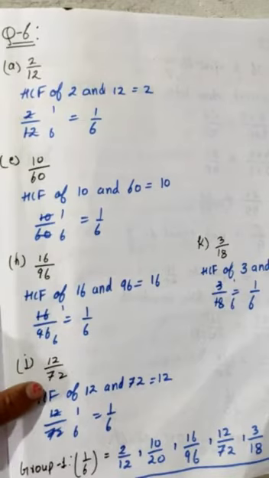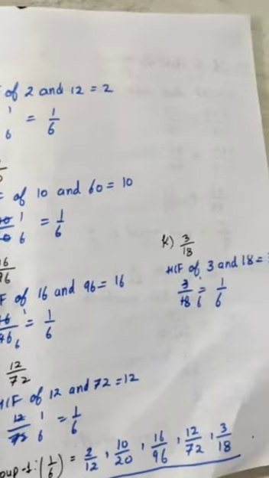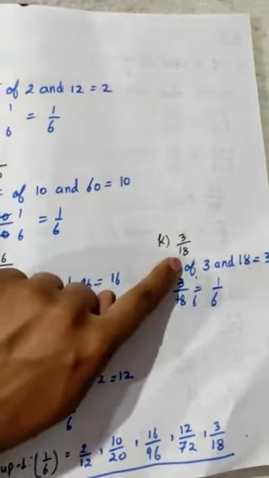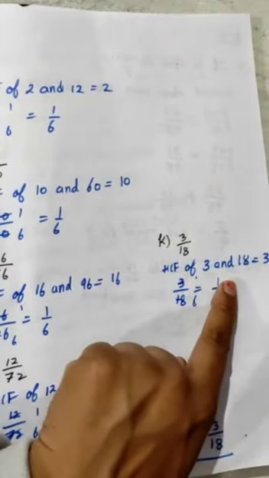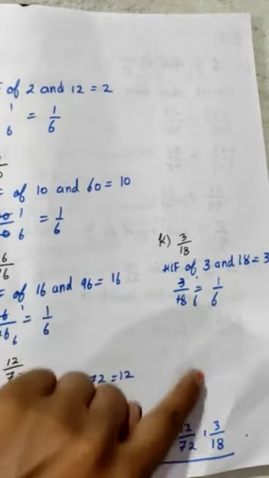12 upon 72, the same way 12 और 72 का HCF is 12 and the simplest form is 1 upon 6. And K part, which is 3 upon 18. HCF of 3 and 18 is 3. When you cancel, you will get 1 upon 6.